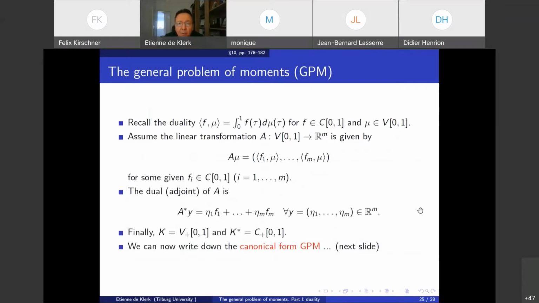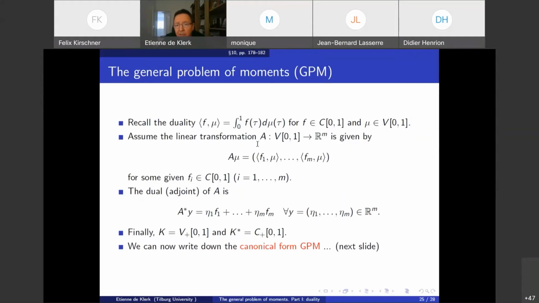Now, instead of working with semi-definite matrices, I want to work with the space of continuous functions and the signed Borel measures. I just want to remind you that we also had this interesting duality between the continuous functions f, f being a continuous function on [0,1], and mu being a signed Borel measure on [0,1]. This duality is given by the integral of the function with respect to the measure.